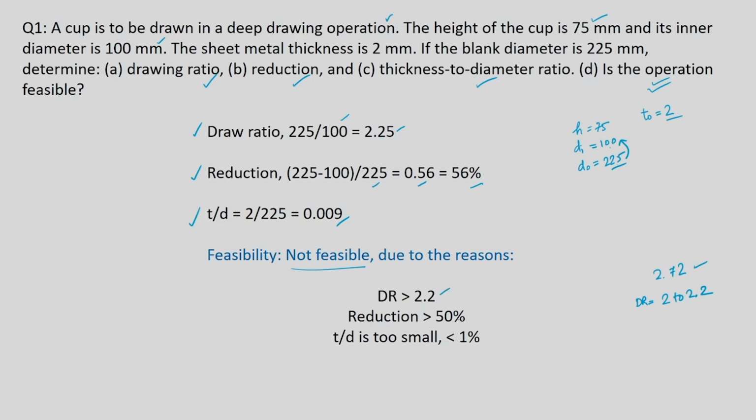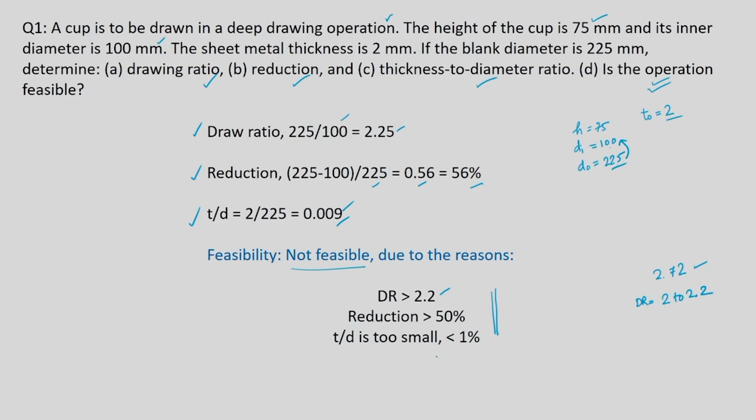Reduction, generally it is said that it should be closer to 50 or less. These are conditions we have not seen, it is just for the record now. So reduction should be less than or equal to 50, but in this case it is greater than 50. And T by D should not be very small, generally closer to 1% or more. If you convert this into a percentage, it is less than 1%. Because of that, this operation of converting a sheet into a cup would be unsuccessful, so we say it is not feasible.